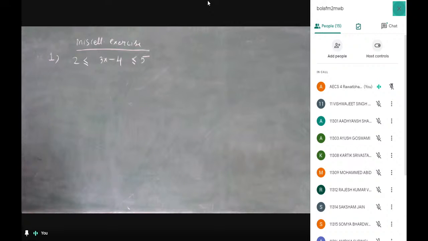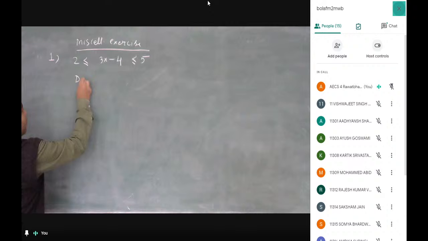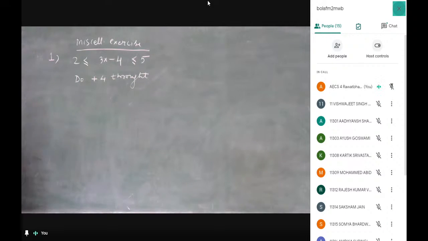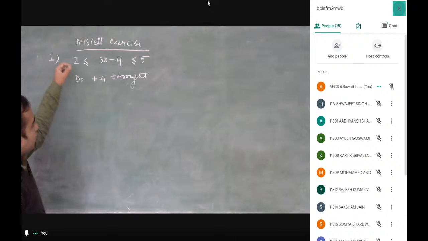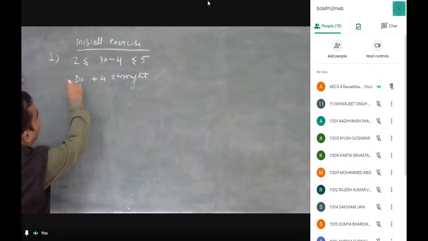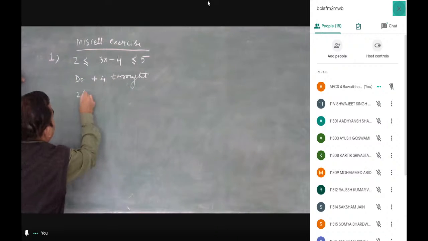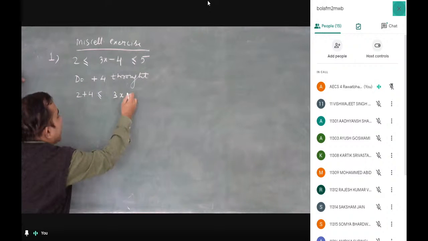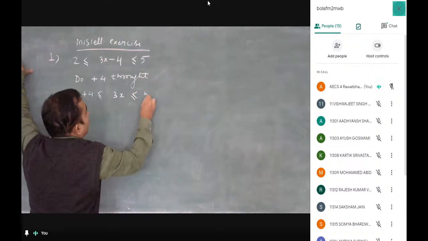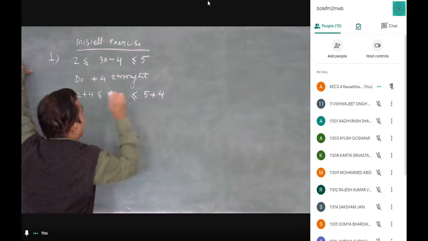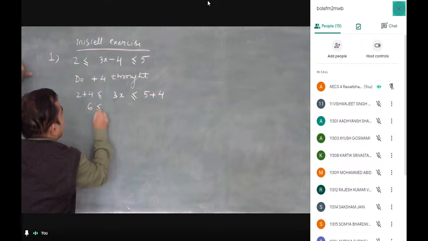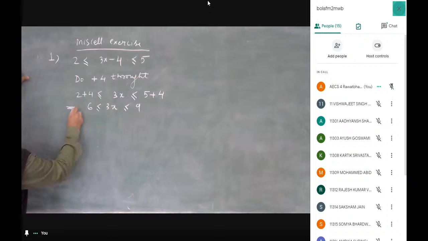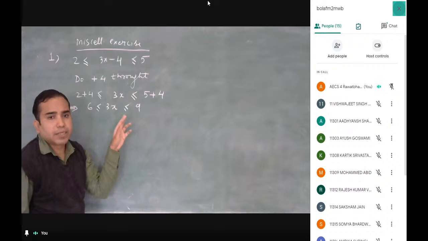How? Add 4 throughout. Let us see how to solve both the things together. Plus 4 throughout I am doing. So 2 plus 4 will be less or equal to 3x minus 4 plus 4. The 4 will get cancelled, 3x will remain, less or equal to 5 plus 4. So this has become 6 less or equal to 3x less or equal to 9. Now we have to solve for x.